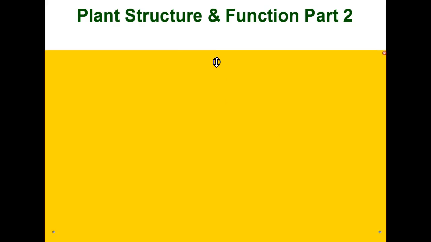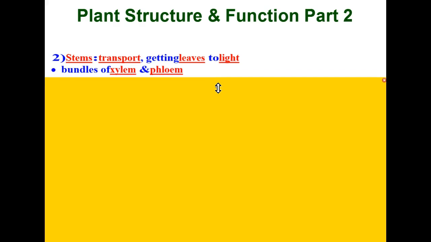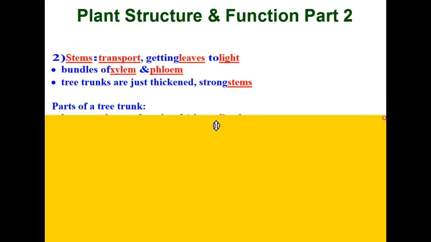Okay, so stems are responsible for transport of materials and also responsible for getting and raising leaves up to the light in order to perform photosynthesis. Stems contain bundles of xylem and phloem, which we mentioned earlier, and tree trunks are just thickened, strong stems. Let's take a look at the parts of a tree trunk.